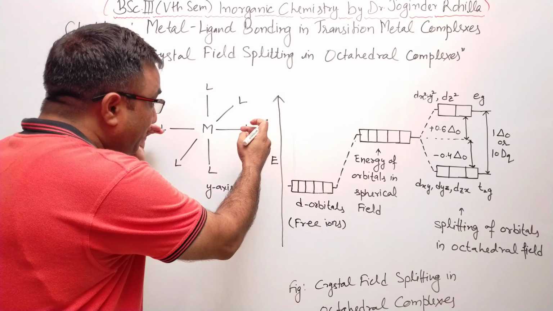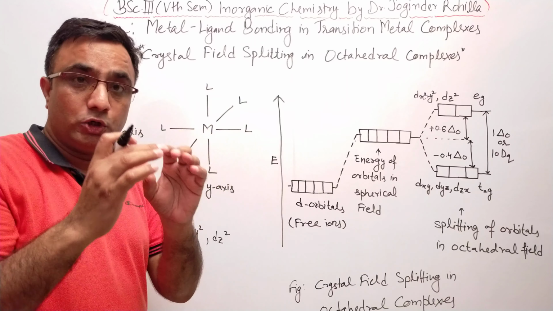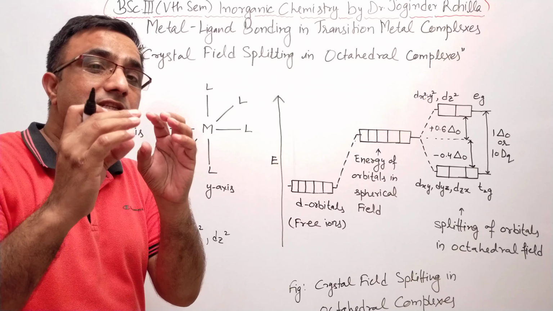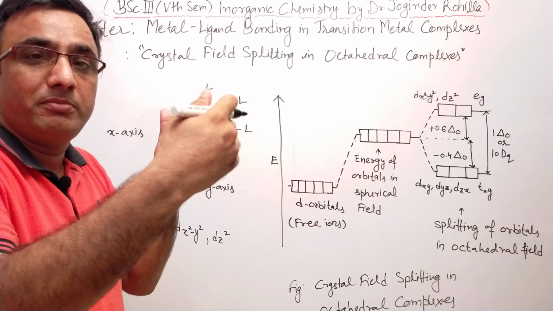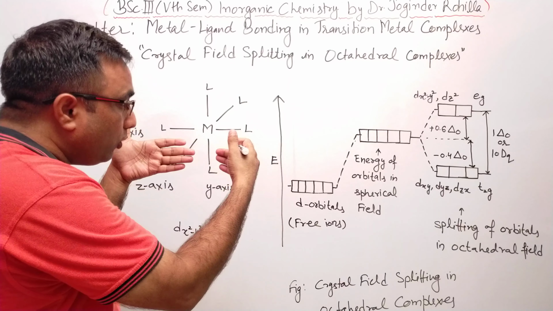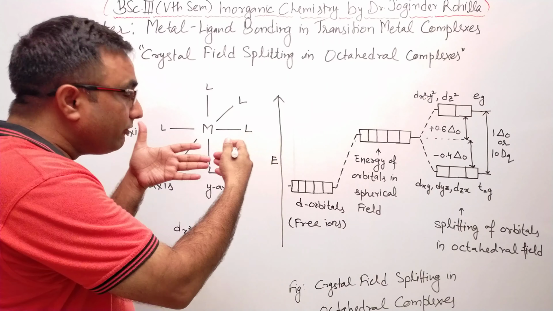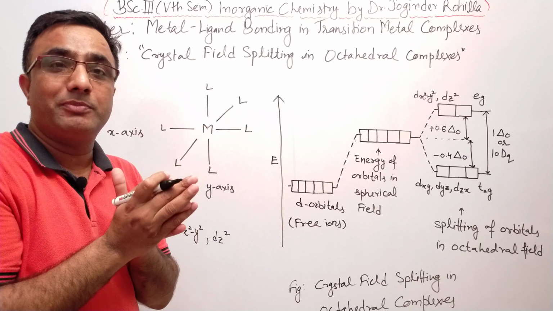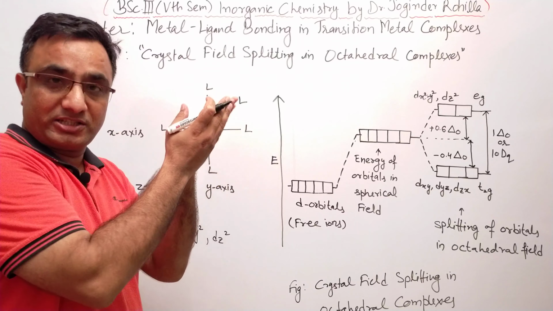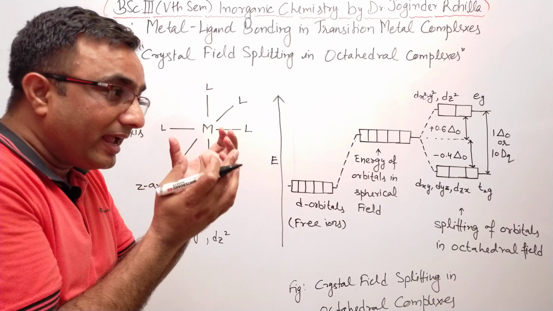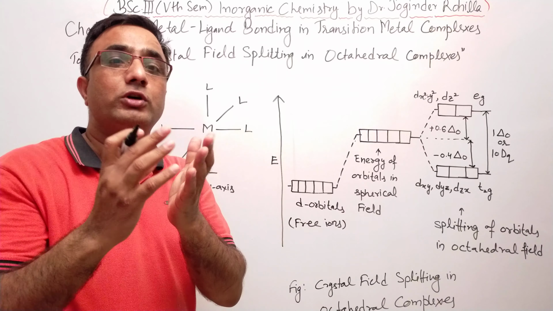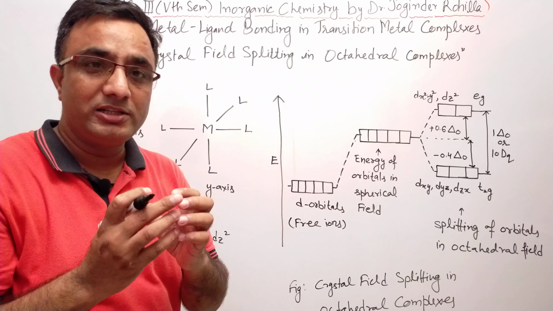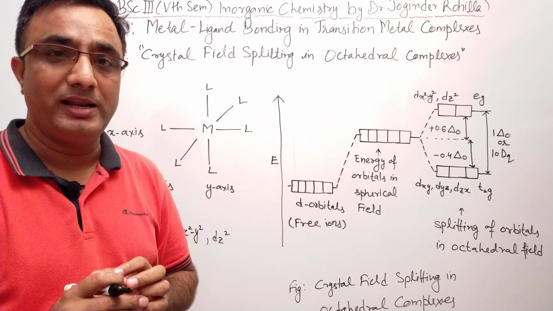So when ligands approach the central metal ion, the 2 orbitals whose electron density is present on the principal axis will show maximum interaction, and due to like charges there will be repulsion. Due to that repulsion the energy of the system gets raised, and this energy rise is larger in comparison to the other set of 3 orbitals, which have electron density in between the principal axes.